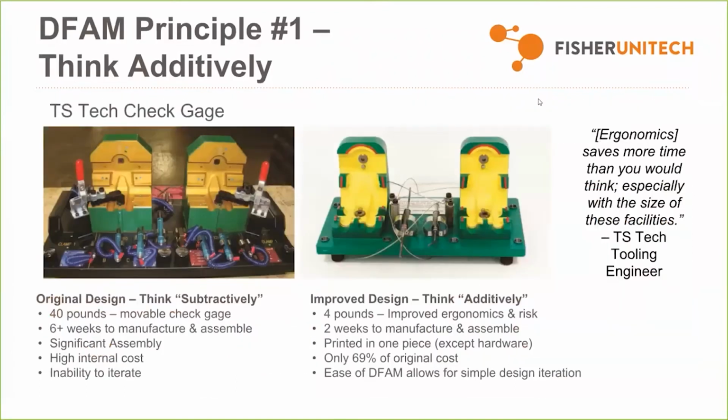Here's another example, a very similar example, just a very big, heavy, bulky part that took a very long lead time. It required many parts, so it had to be assembled, which again increases time and cost. So in this case, they were able to reduce it from 40 pounds to 4 pounds, reduce lead time by 4 weeks, printed in one piece, so assembly time was significantly reduced, and there was also a significant reduction in cost as well. So another great example of DFAM being used properly.